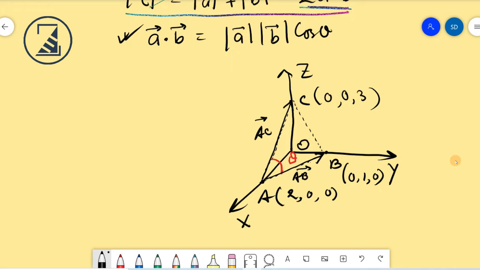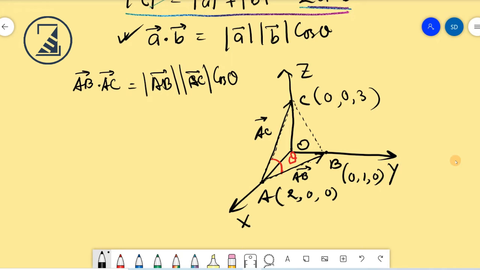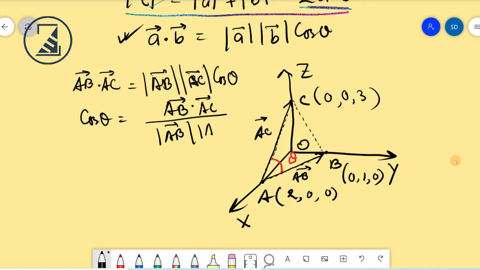If we do AB vector dot AC vector, what we will find is magnitude of AB, magnitude of AC times cos theta, and this is the theta that I have to find. And for doing this, we will use the two definitions that we have learned. So I am writing cos theta as AB dot AC divided by magnitude of AB, magnitude of AC.